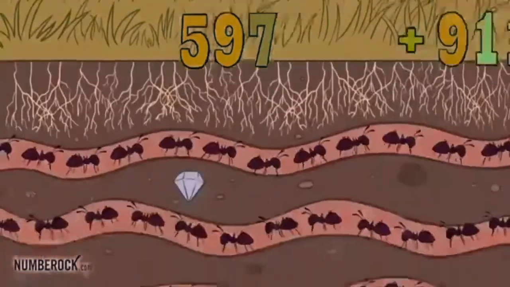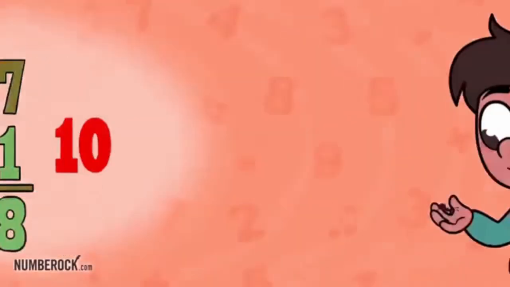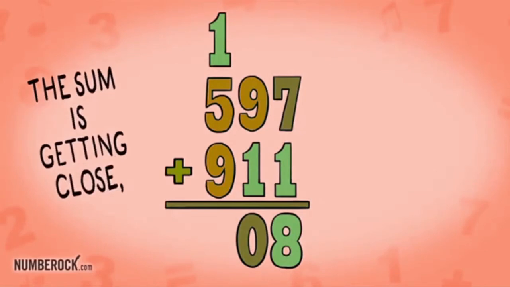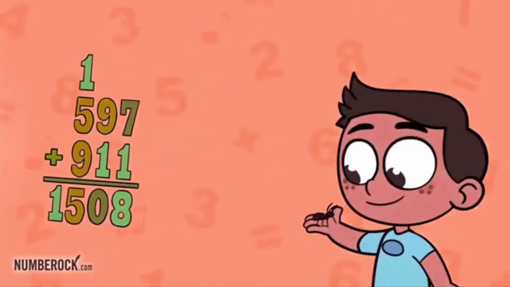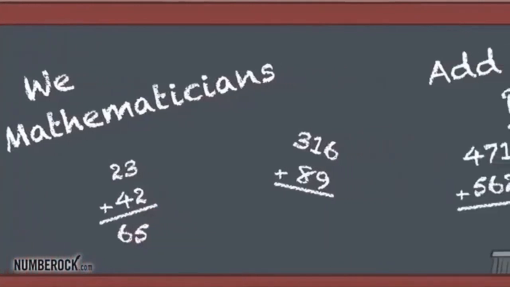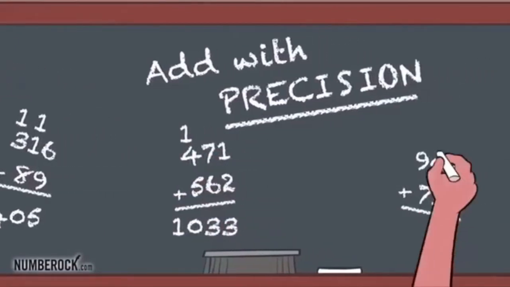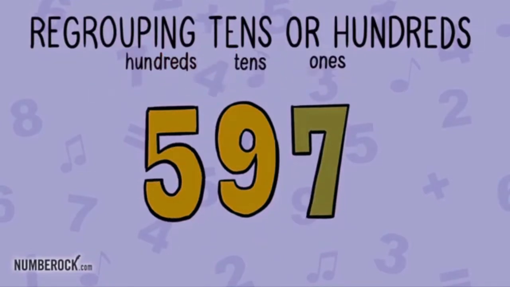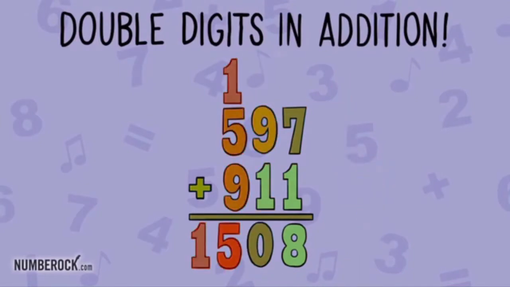597 ants above ground, plus 911 ants underground. 7 plus 1 is 8, 9 plus 1 is 10. Each one of them is my special insect friend. 0 stays on the floor, the 100 heads next door. The sum is getting close, so I add once more. 1 plus 5 is 6, plus 9 is 15. My little brother thinks they're a good source of protein. We mathematicians add with precision. Regrouping tens or hundreds when we find double digits in addition.